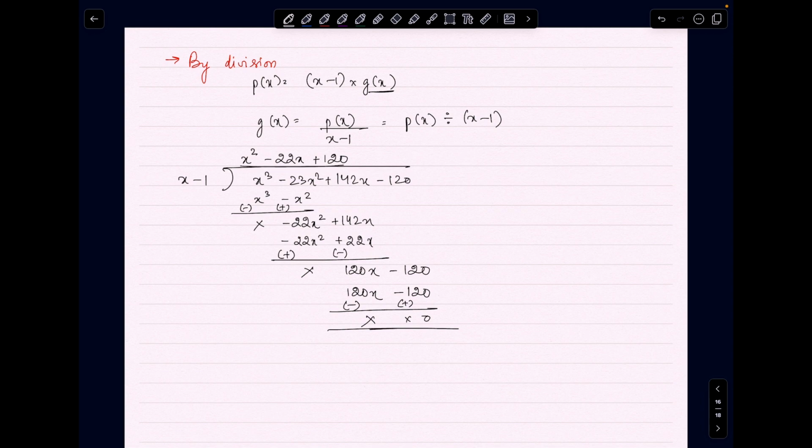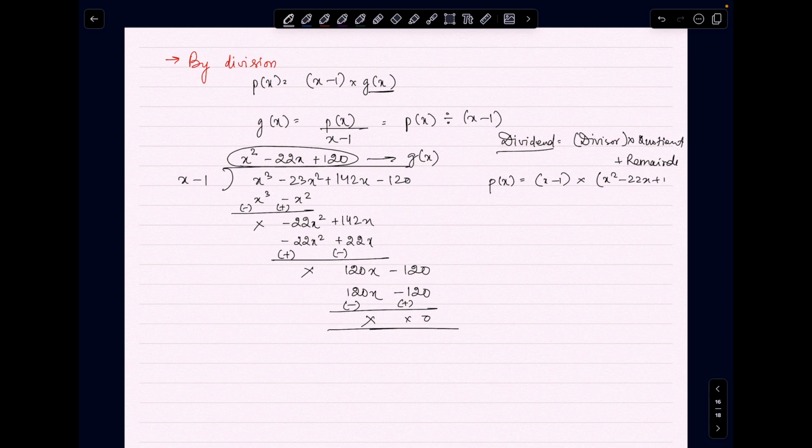This is the quotient. So g of x from here, this is g of x. Got my point? We know dividend equals divisor into quotient plus remainder. Remainder is coming as 0. Dividend is p of x, divisor is x minus 1, and quotient is x square minus 22x plus 120. Got my point?